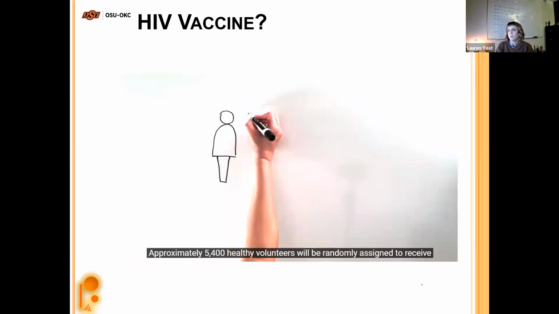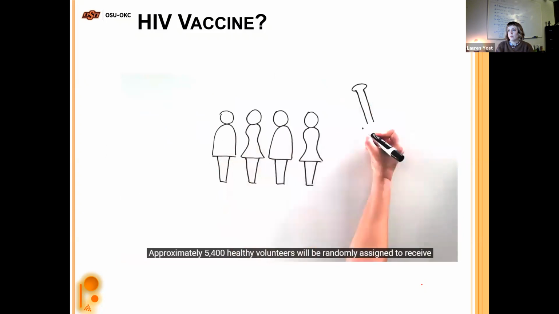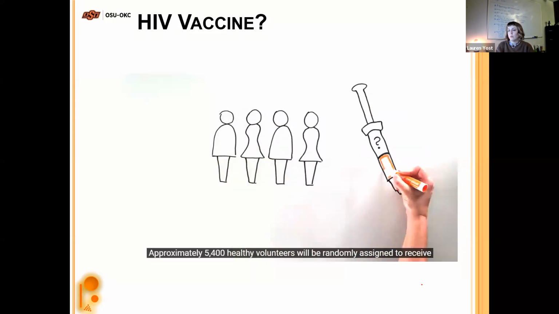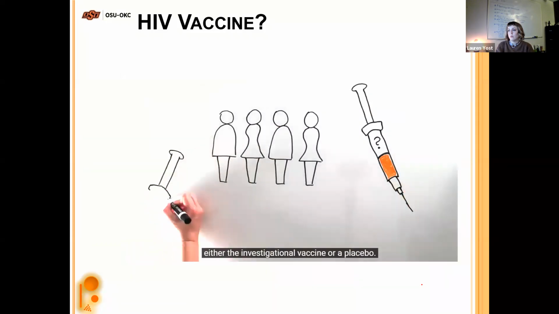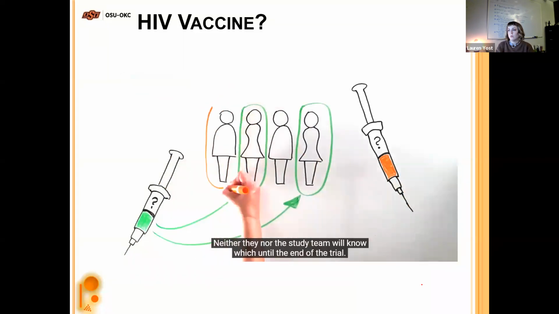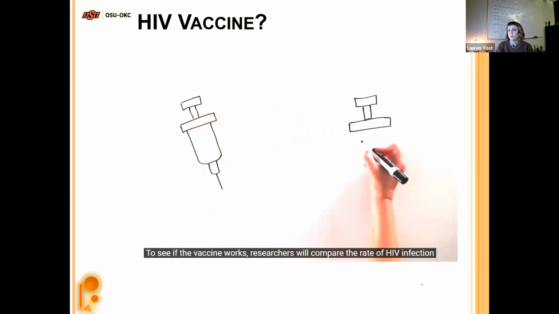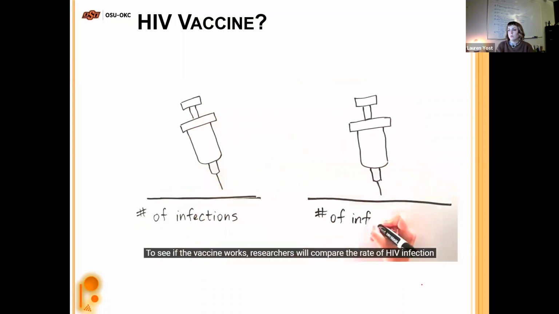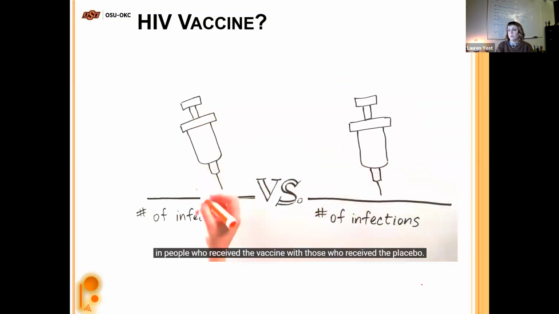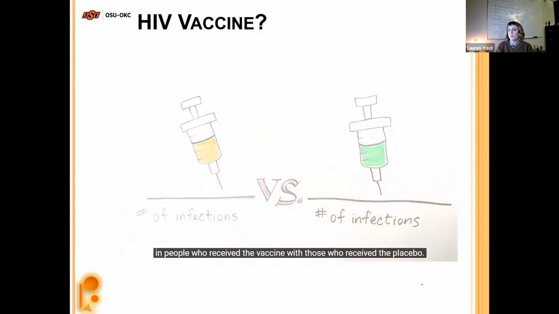This study will determine whether the regimen is safe, tolerable, and effective at preventing HIV infection among South African adults. Approximately 5,400 healthy volunteers will be randomly assigned to receive either the investigational vaccine or a placebo. Neither they nor the study team will know which until the end of the trial. To see if the vaccine works, researchers will compare the rate of HIV infection in people who received the vaccine with those who received the placebo.